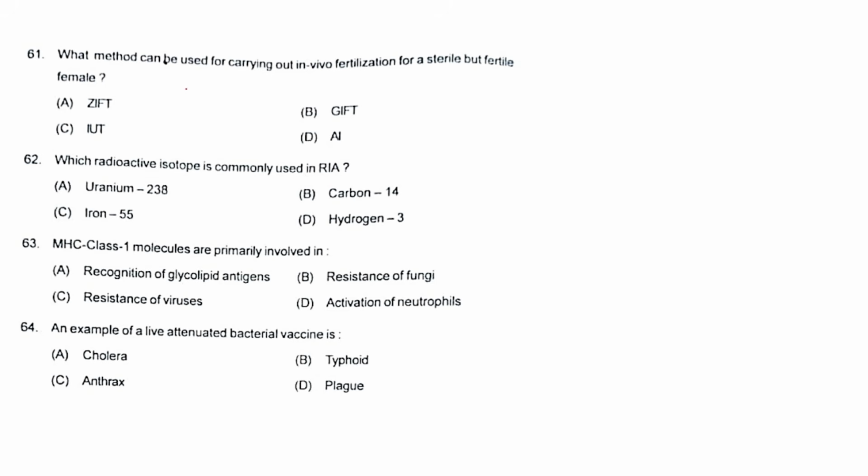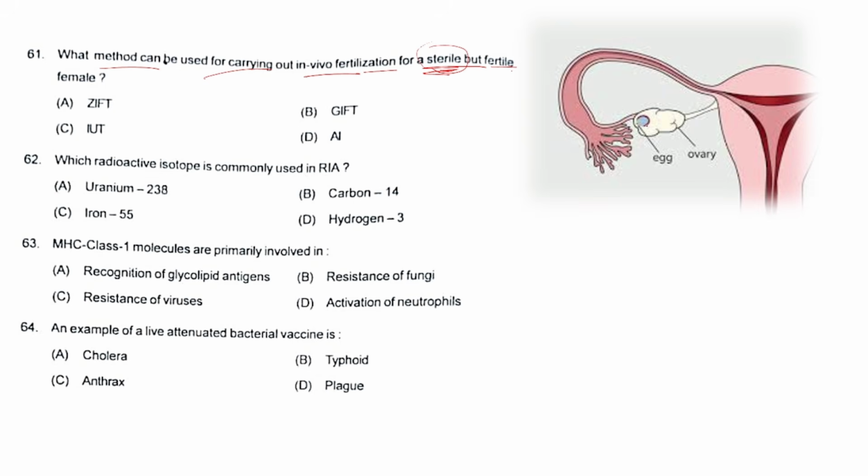Question number 61. What method can be used for carrying out in vivo fertilization of a sterile but fertile female? Okay, this question is quite tricky. What is it saying? The female is sterile, but again it is saying fertile. So two words are there. We say a female is sterile when she is not able to produce the ova or the eggs. When the eggs or ova are not produced, she is sterile. But the question is saying that she is sterile, but she is fertile. Fertile means the egg is anyways being produced. She is producing the egg.